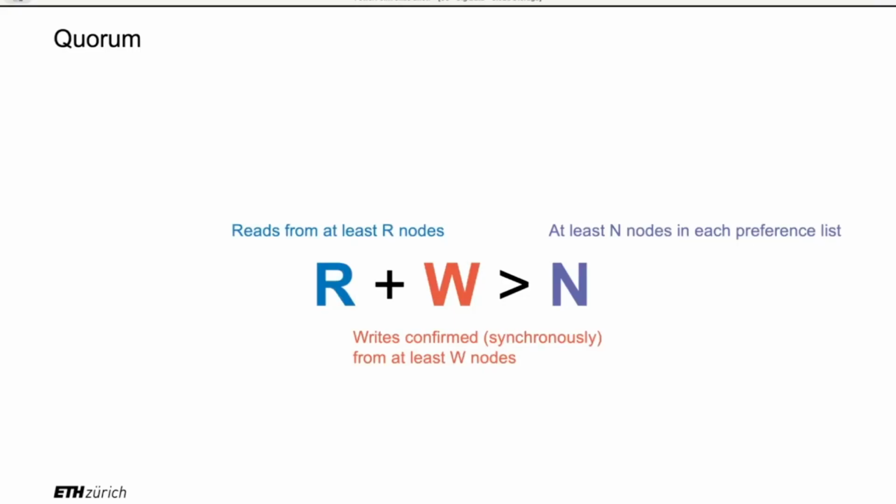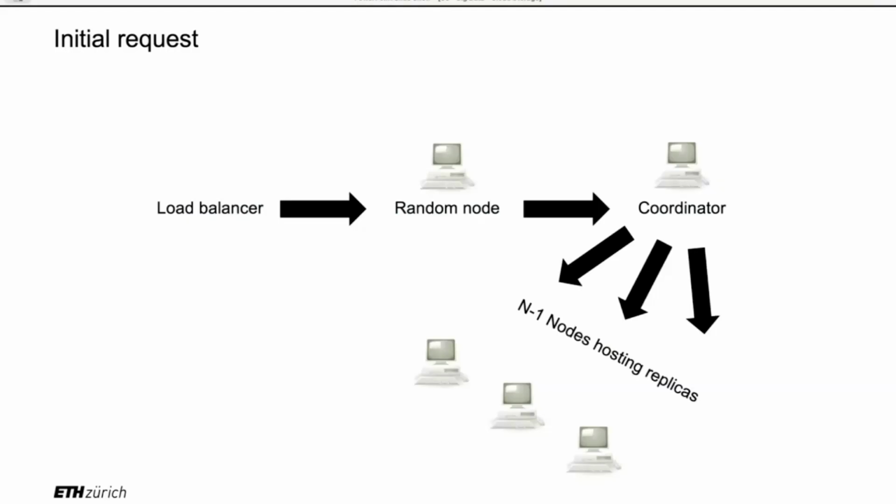When you write, you at least need a confirmation synchronously, meaning it's blocking the call when you do the put. So when you put, you need to wait for at least W nodes to confirm that the write was successful. And you can pick R, W, and N for your system, but you have to pick it in such a way that R plus W is greater than N.